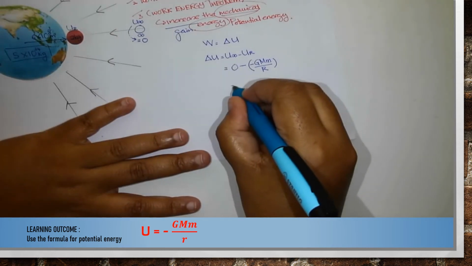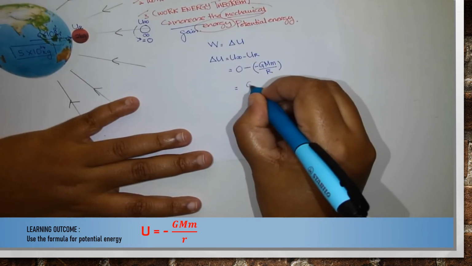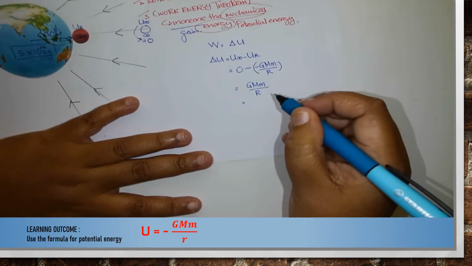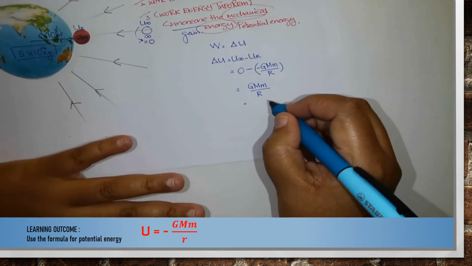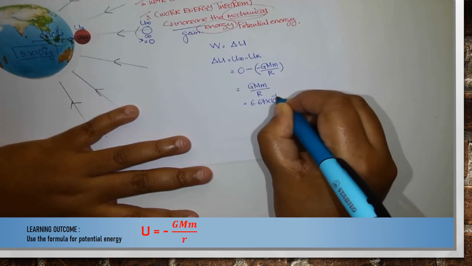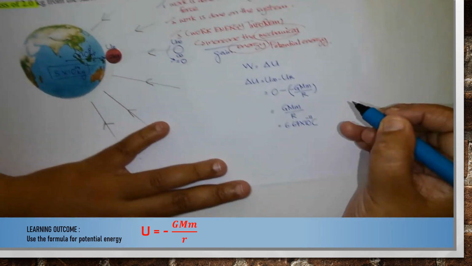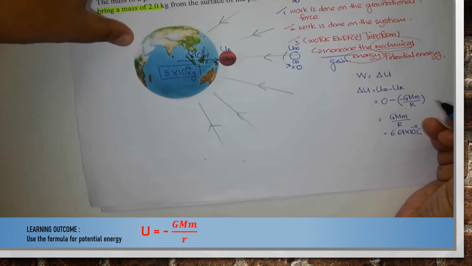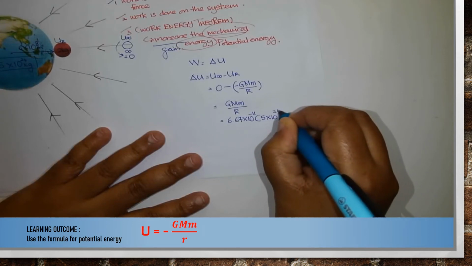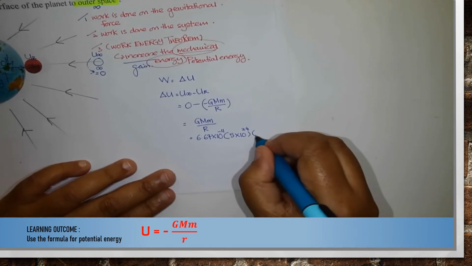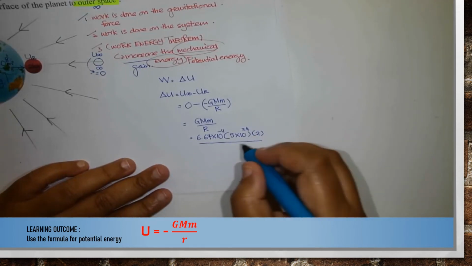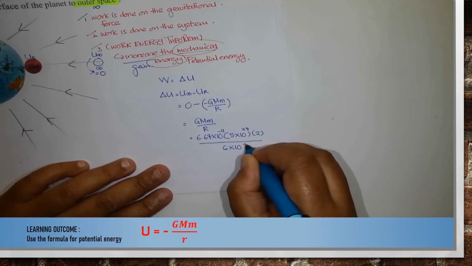Okay, so therefore I get what? I get GMm over R. G is our universal gravitational constant, which will be 6.67 times 10 to the power of negative 11. Your M is the big mass, which will be 5 times 10 to the power of 24. Your small m will be 2 kg, and your distance will be 6 times 10 to the power of 8.